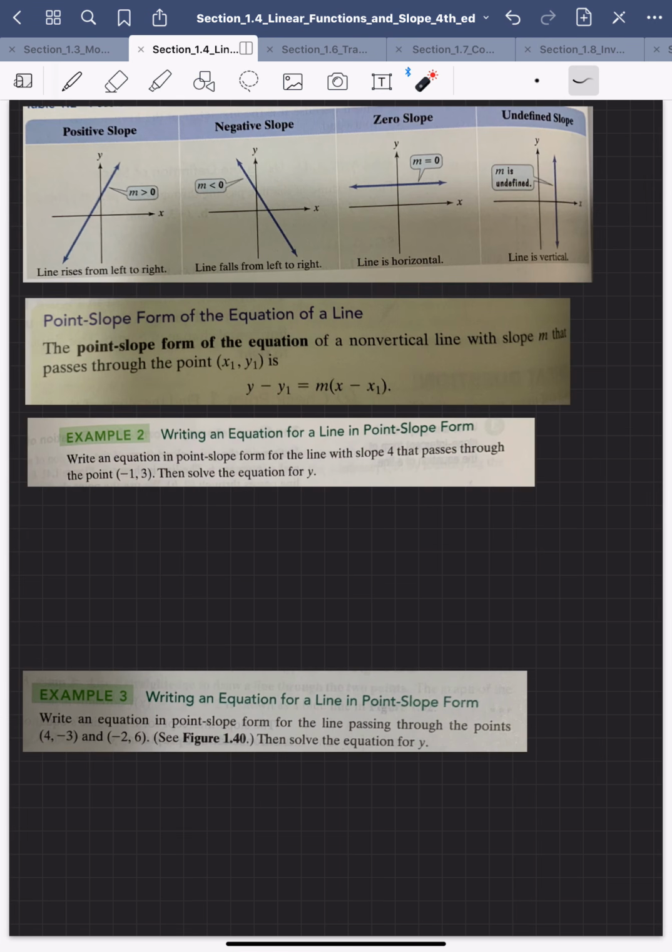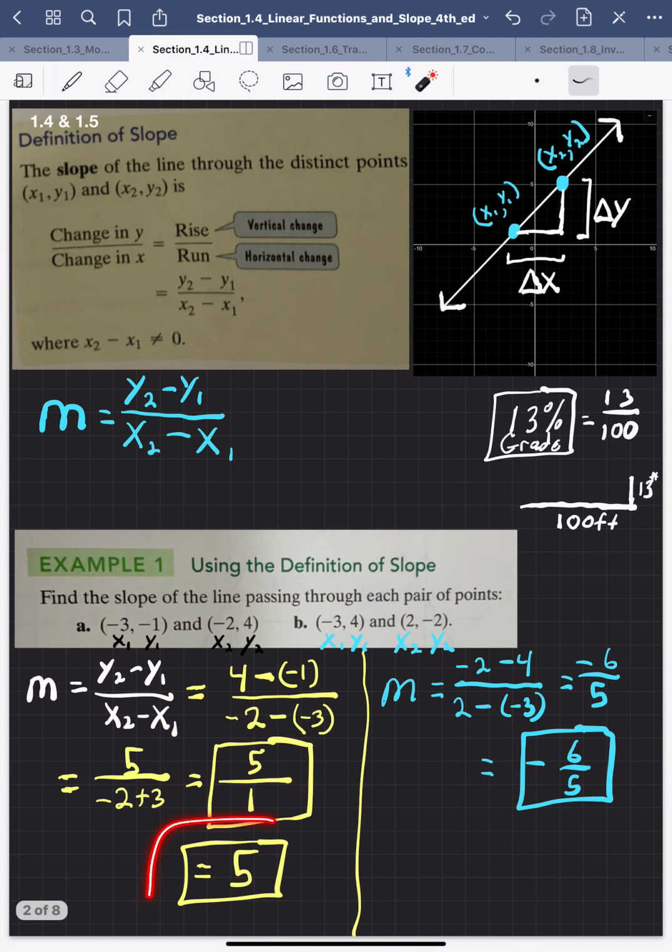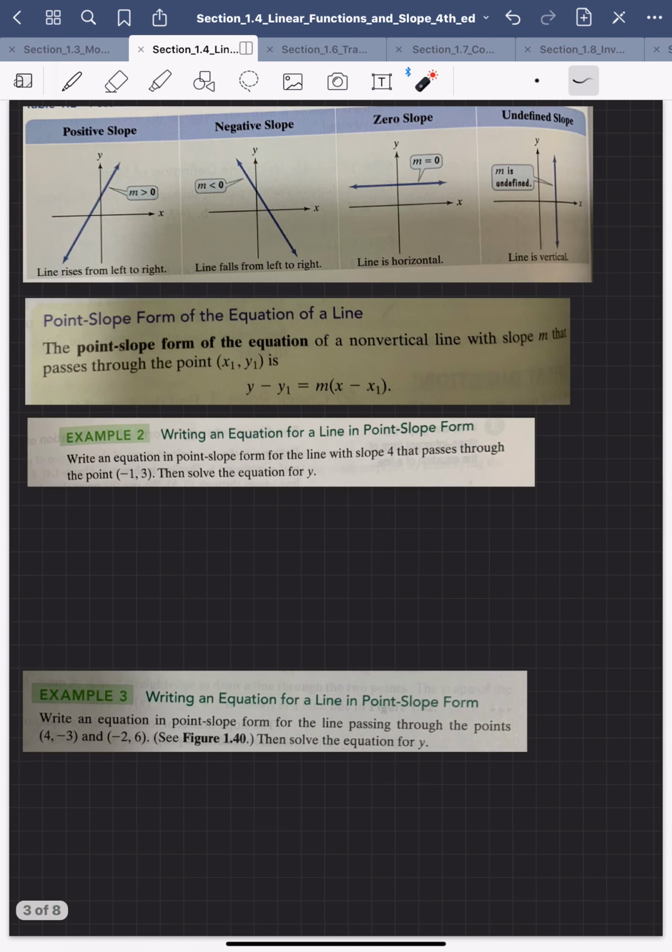So what you're seeing here is the graphs of some different types of slopes. Now again, notice we have to read left to right, okay? So if you have a positive slope, if your slope is greater than 0, like this, 5 is greater than 0, then what you can expect is that your graph will be increasing.